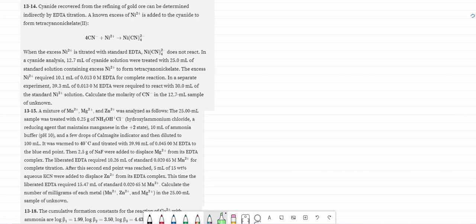Number 14. Now, number 14 has a lot of words, so you just need to pick out what they're asking and what information you need first. It specifically says at the beginning that we are determining something indirectly by EDTA titration. So we have an indirect titration. We are using an excess of nickel, and the excess of nickel is then titrated with standard EDTA.